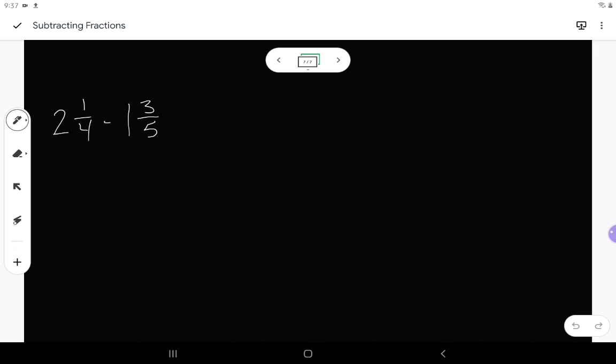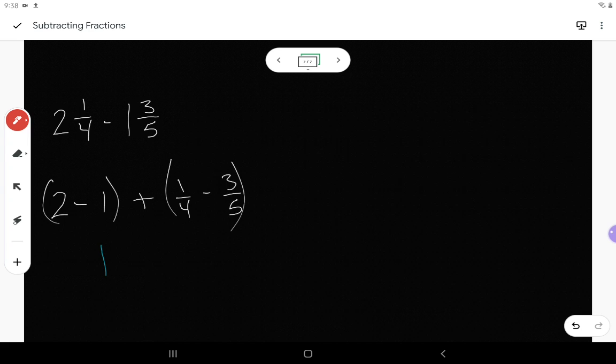So if I try to split them like I did with addition, I have to take away my whole numbers first, right? So my whole number is going to be 2 minus 1, so I'm going to look at that first, and then I need to add on. So this is why it's a little confusing. I need to add my fraction portion, and my fraction portion is 1/4 minus 3/5. Okay, so if I was to do this, 2 minus 1, that gives me 1.